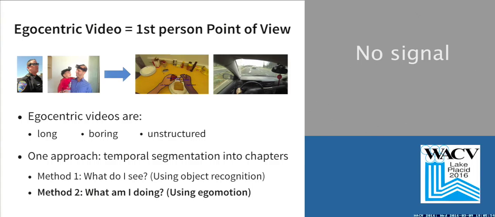So one approach to making these videos more digestible is by temporal segmentation into chapters. One method of doing that might be by detecting what objects are in the scene, and then according to that, chapter the video. The other method is by asking what is the wearer doing, and that can be done using the motion of the camera, GPS tags, and such. We used motion of the camera.